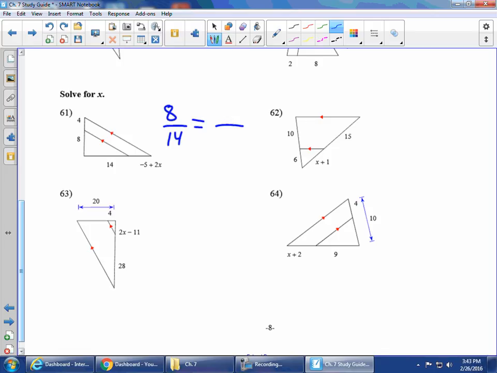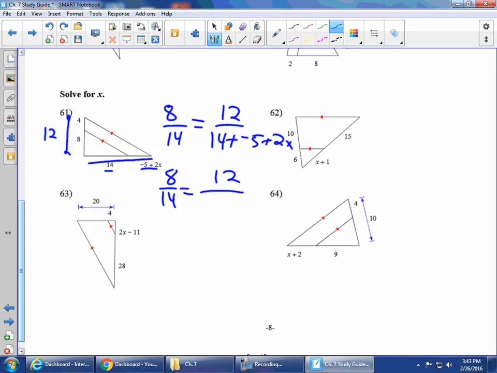And then you might have to do a little fancy footwork. This whole thing here, that's 12. This whole thing here is 14 plus negative 5 plus 2x, because it's that part plus that part. And so you could add them together. 14 and negative 5 is going to give you 9. Cross multiply. And solve from there. Okay?